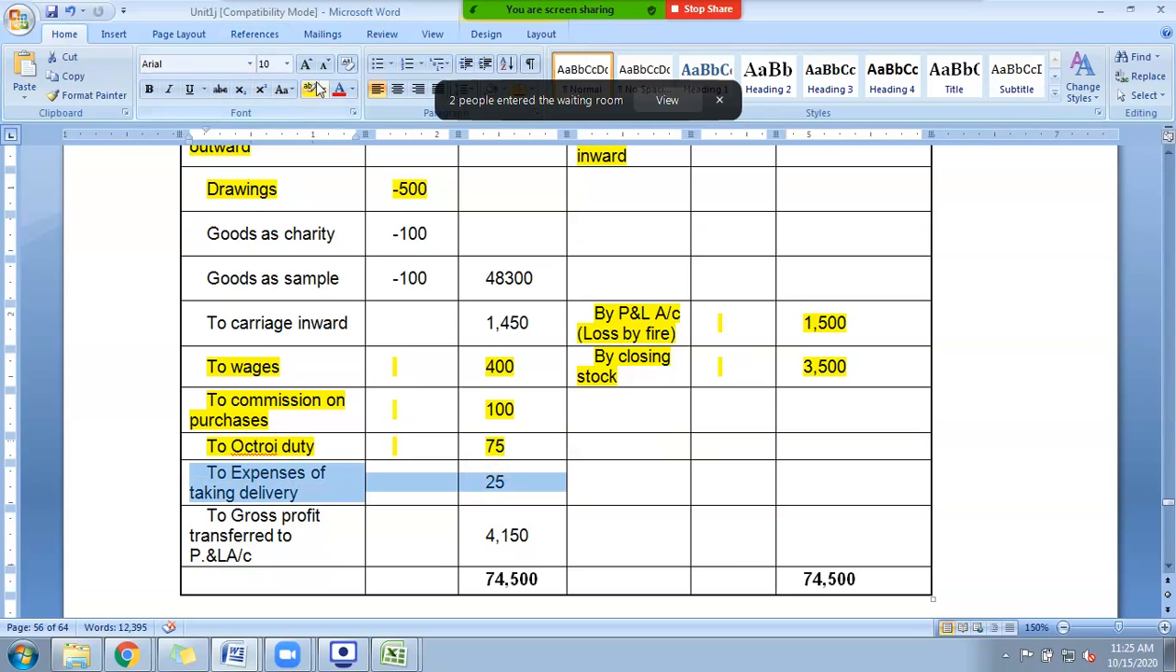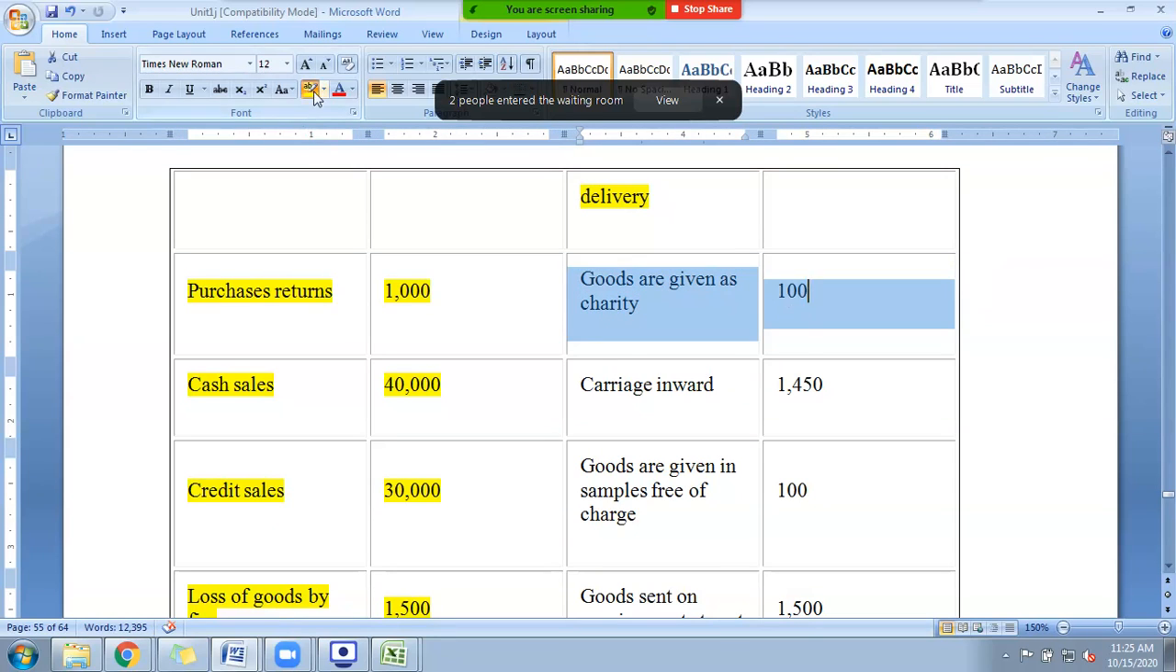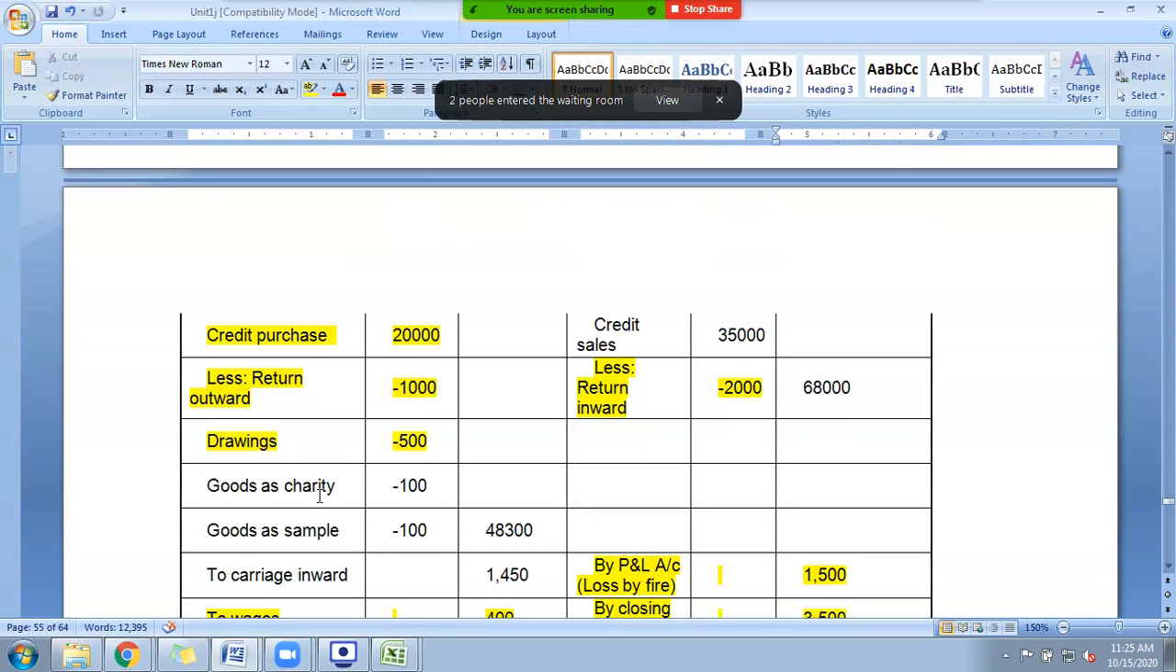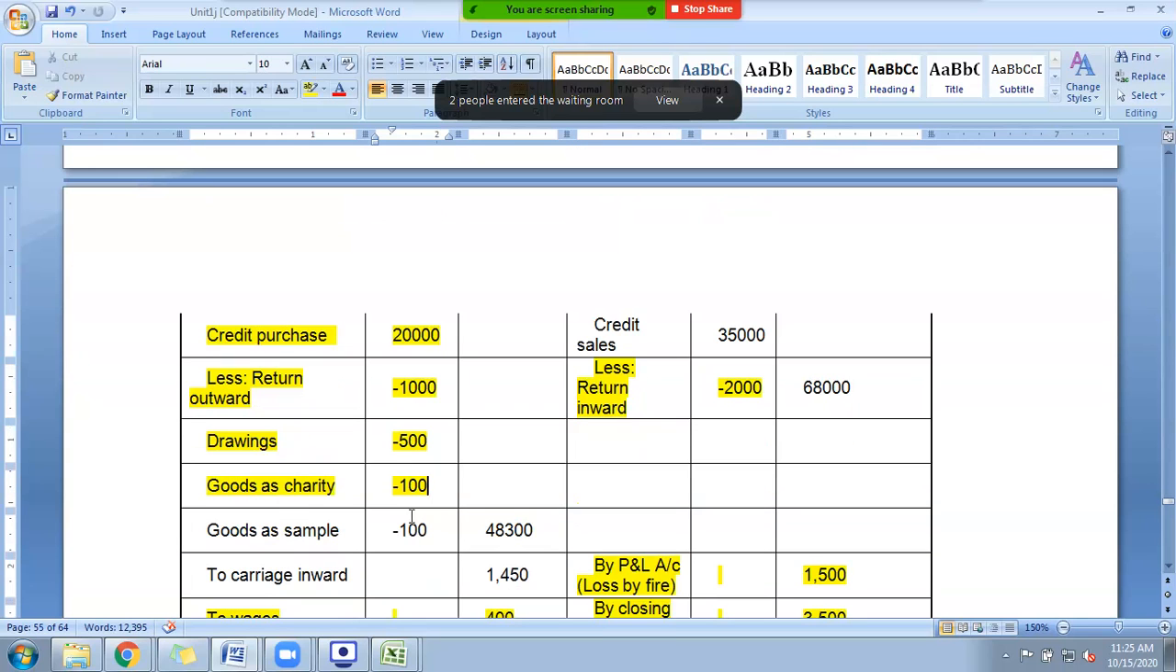Delivery expenses. And then go up. Goods are given as charity. The goods which I purchased for production purposes, I may give as charity. There is a possibility, right? Here is given as charity, so that we need to deduct from our stock. So charity goods, that is deducted. Look at the symbol, it is in minus. It means add cash purchase and credit purchase, then minus all those things.